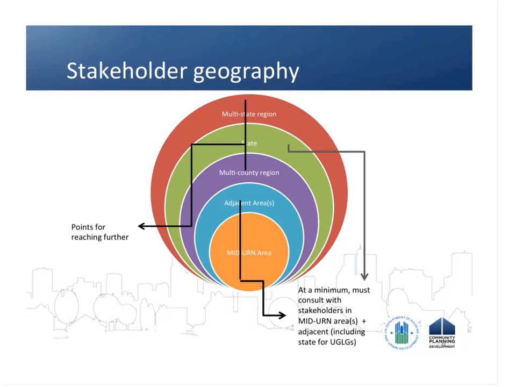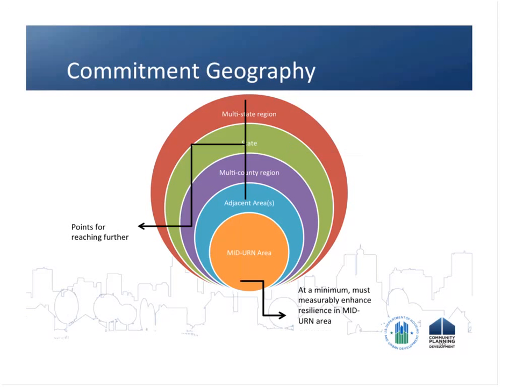The last pretty slide. Kathy? There she goes. Commitment geography. And here we're talking about the long-term commitment, without which you will not get invited to Phase 2. Once again, the minimum is you must make some kind of long-term commitment to resilience that measurably enhances resilience in the most impacted and distressed and unmet recovery need area, regardless of whether you get funded. But we'll give you more points if you reach further into adjacent areas, multi-county regional areas, state, or a multi-state region. And I should put tribes in here, but I was never really sure what level to put them at. But reaching further also includes reaching out to the tribes.